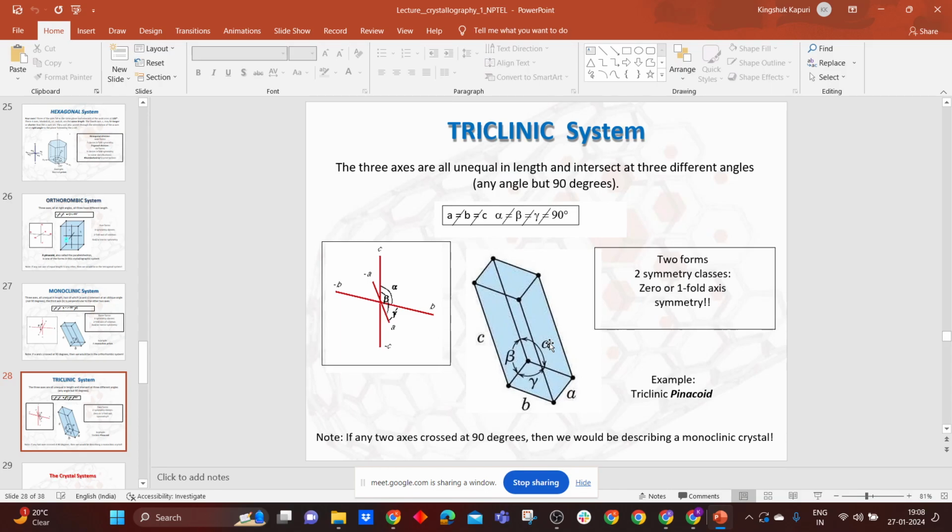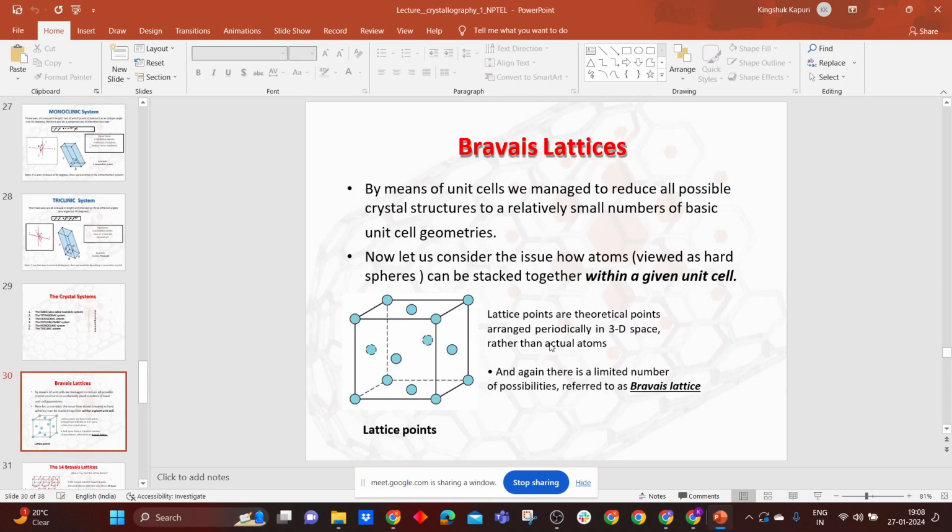And similarly, the triclinic system is the system having the least symmetry elements. The crystallographic axes are all unequal, and the angles are also not equal to 90 degrees, because each and every angle is at some angle to each other. They don't make 90 degrees with each other, never. This kind of system is a triclinic system. It's an example of a triclinic pinacoid. So we are done with the crystal systems.